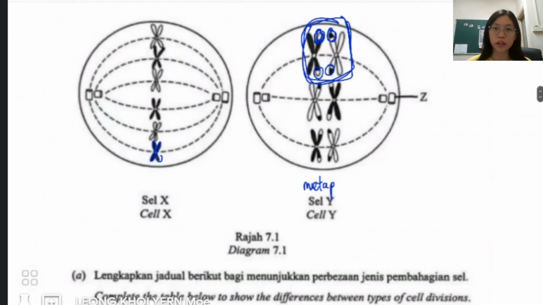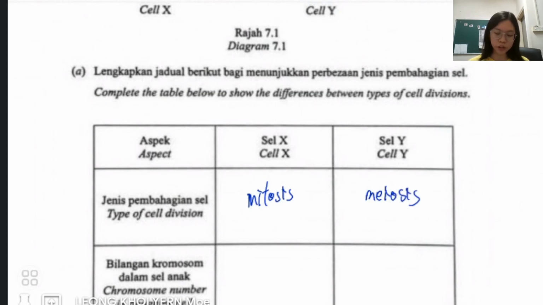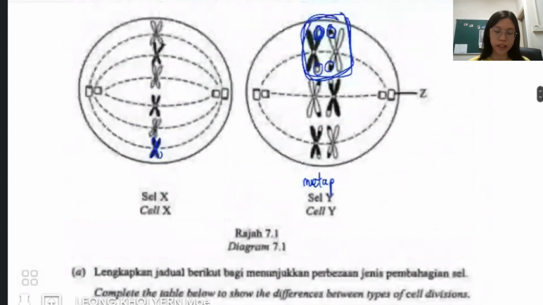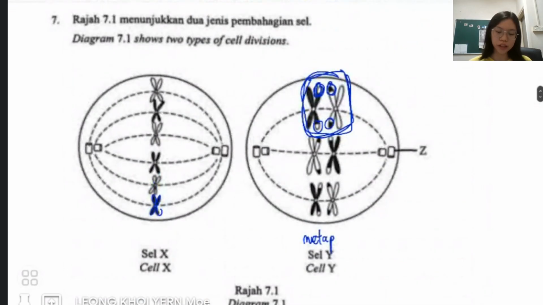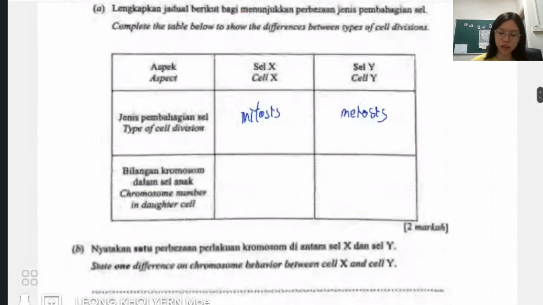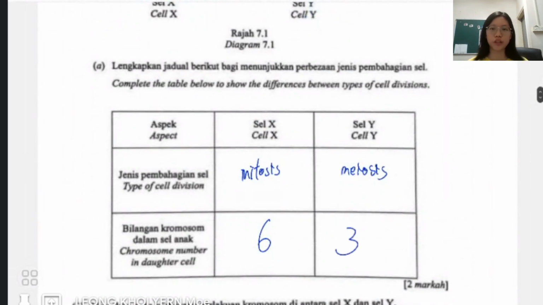So there are two types of cell division. One is mitosis, one is meiosis. Obviously, this one is mitosis and the other one is meiosis. So the chromosome number in the daughter cell, how many will they lead up to? For mitosis, it stays the same, which is 6. 1, 2, 3, 4, 5, 6. But for meiosis, it will halve the number of chromosomes, becoming 3.